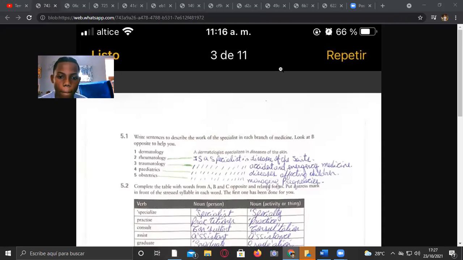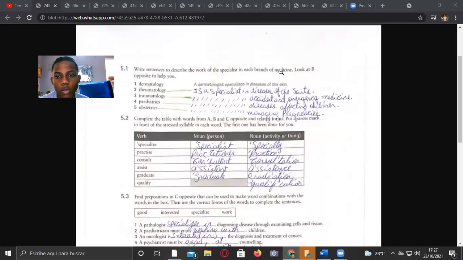So let's begin. Write the sentence to describe the work of the specialist in each branch of medicine. Look at B opposite to help you. First one, dermatologist. The dermatologist specializes in disease of the skin.